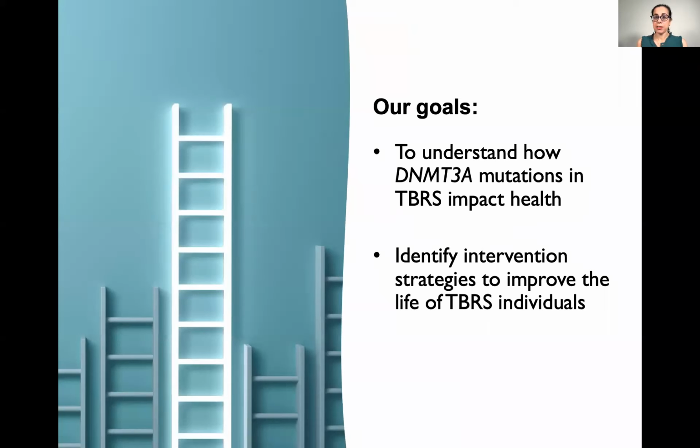So our goal here at Baylor is really to understand how DNMT3A mutations impact all the life of TBRS. And it's really a slow process, and we're only in the beginning. That's why I have a letter here, because it's really years of research ahead of us. We're only just now beginning to unravel some of the things that are affected by this germline loss of DNMT3A, which is different from what we know of the blood. Another really important thing for us here is to identify intervention strategies, or use the research we do here with your help to try and improve the life of TBRS individuals.